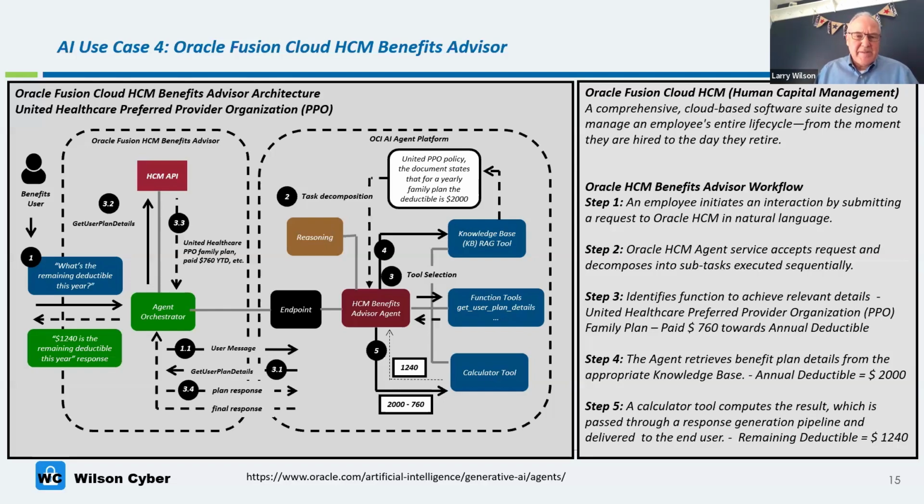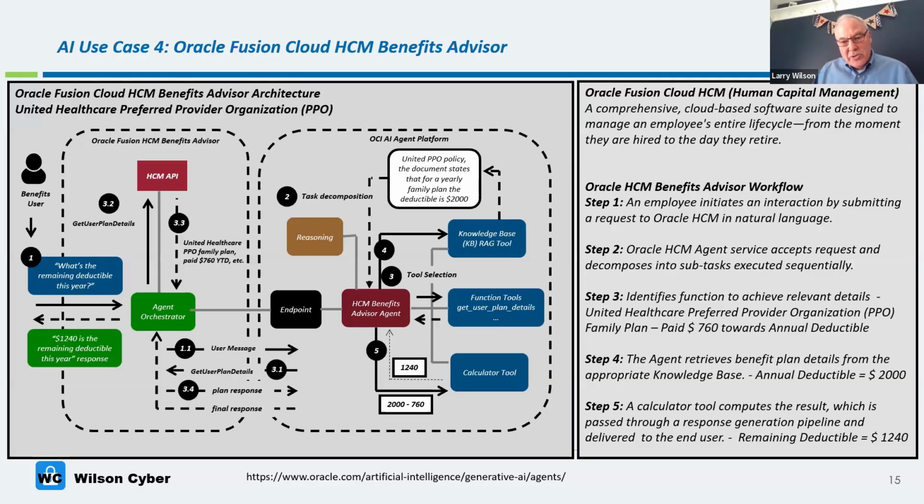So it's a five-step process in this case. An employee initiates an interaction by submitting a request to Oracle HCM. The Oracle HCM agent intercepts that request and decomposes it into subtasks executed sequentially. That's like the supervisor, and here we call it the agent orchestrator. They identify the function to achieve relevant details. In this case, we're looking at how much we paid towards an annual deductible. So it receives information from the application that we've already paid $760 towards the deductible. Now we have to go out and look at the policy to see what the annual deductible is.